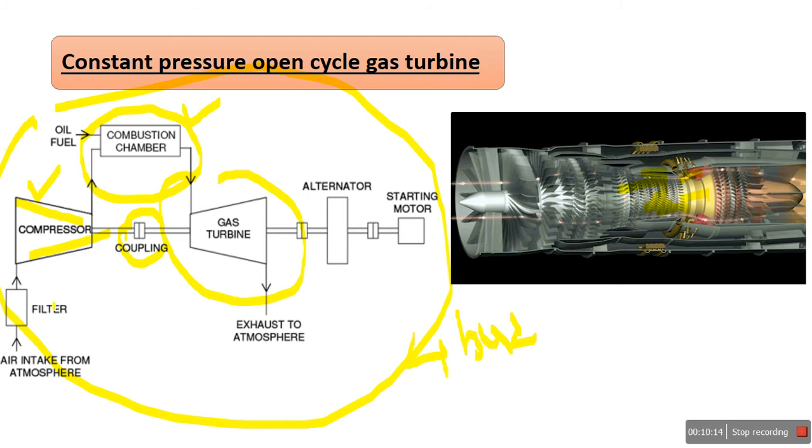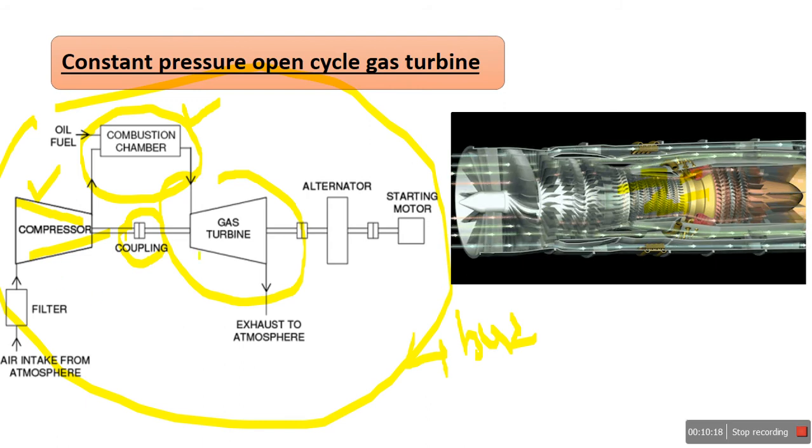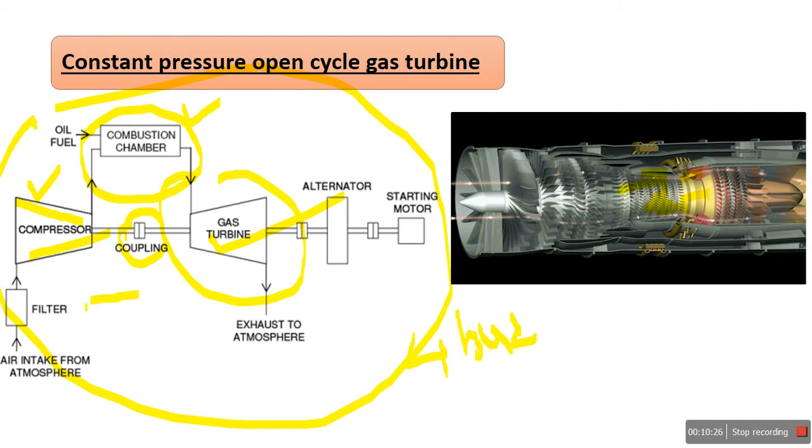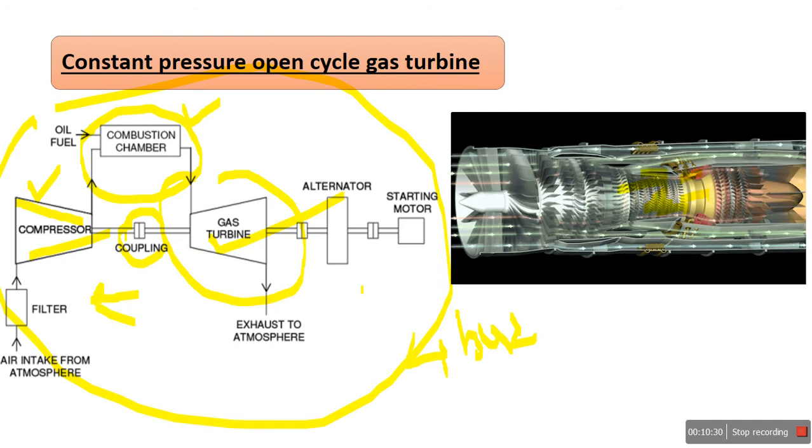Like that, initially to start the compressor we need some external motor to run the compressor. Once the gas turbine runs, there's no need of the initial motor. That amount of power is consumed by the compressor. Okay, this is very important.